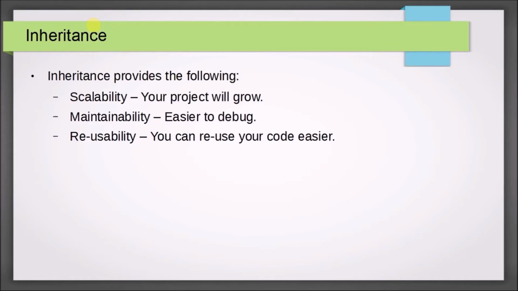Inheritance. Inheritance provides you the following. Scalability. So remember, your project will grow. You might think you're done, you might think it's finished, but you'll be surprised how much will be added at the end. You need to have inheritance in order to allow scalability for your project. Maintainability. It's going to be much easier to debug, mainly because you're reusing your code, which is the third option. You're reusing your code. You don't have to copy and paste different functions, different classes. So if there is a bug, you can fix it in one place.